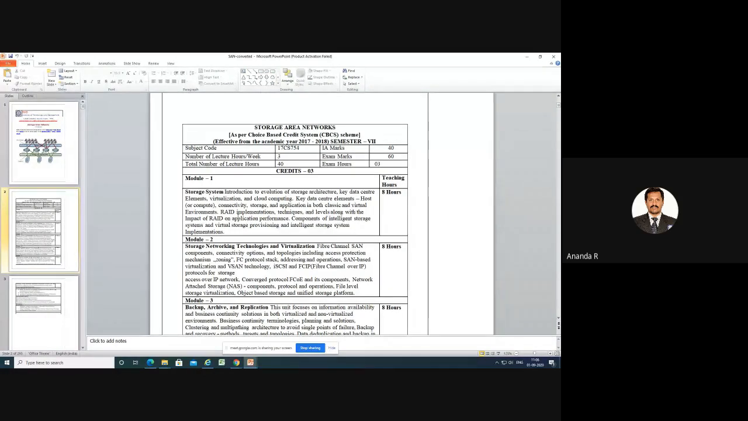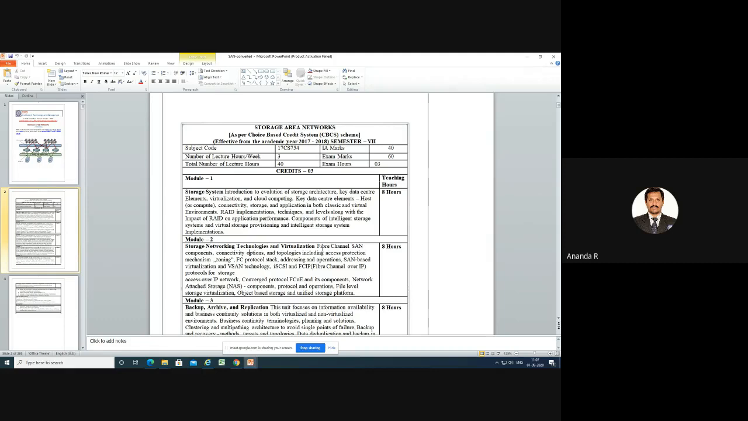If I go to module number two, it is about storage and networking technologies and virtualization. As you can see here, the second module name is storage networking technologies. We are trying to understand more about the networking technology inside the storage area network. We also try to understand the role and importance of virtualization inside the storage area network. That we are going to study in module number two.